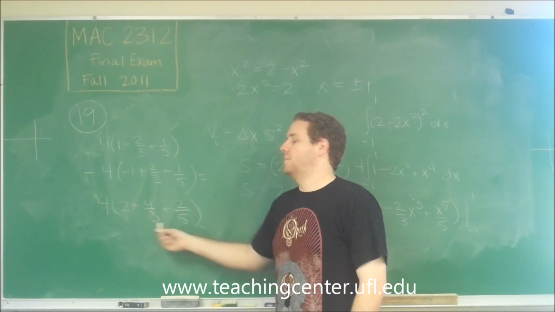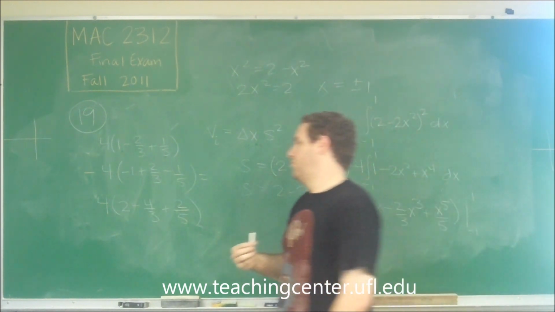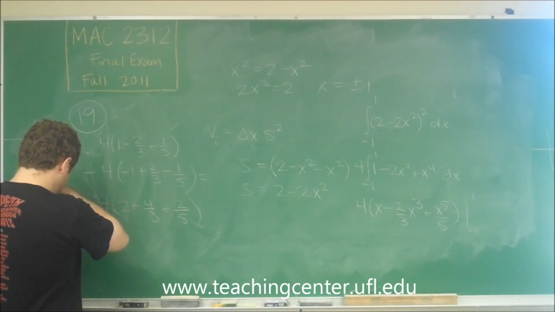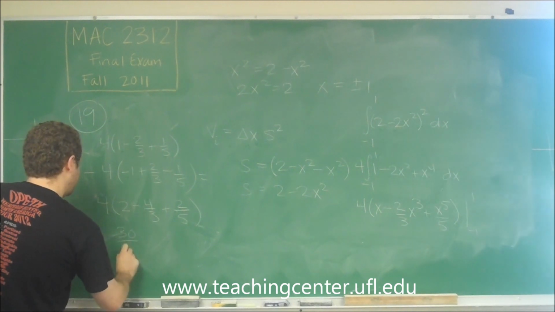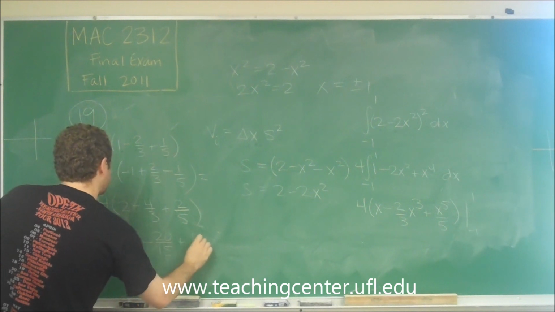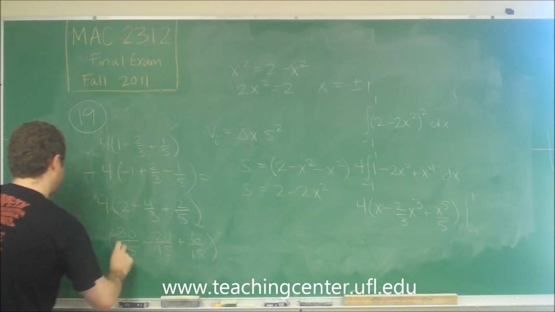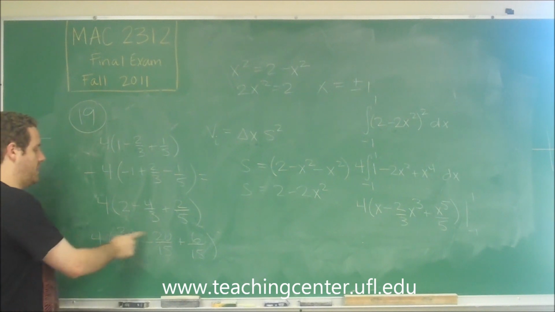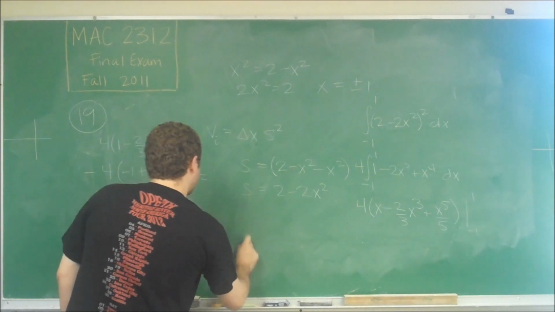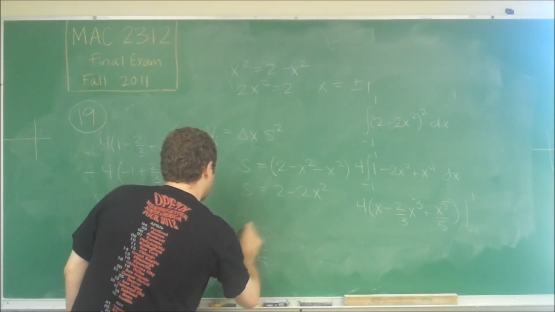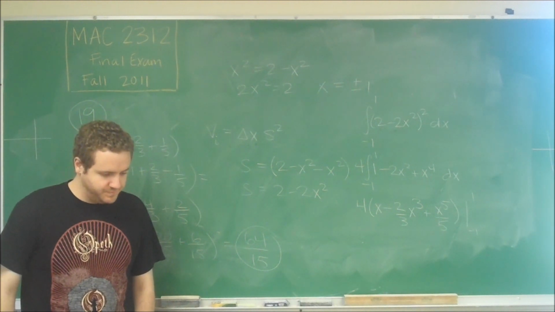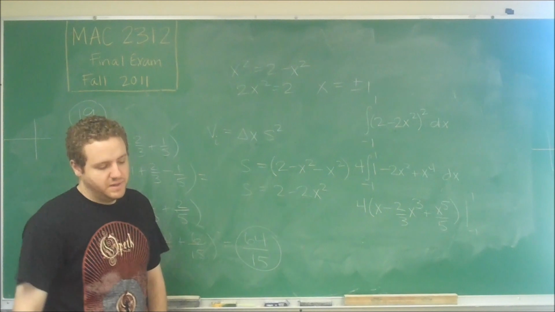So the last thing we should do is just get a common denominator to put these together. Then we can multiply by 4. So the common denominator of 3 and 5 is 15. So we're going to get 30 over 15 minus 20 over 15 plus 6 over 15. So 30 minus 20 is 10. 10 plus 6 is 16. And 16 times 4 gives us 64 over 15 as our final volume. And that works out to be answer choice D.